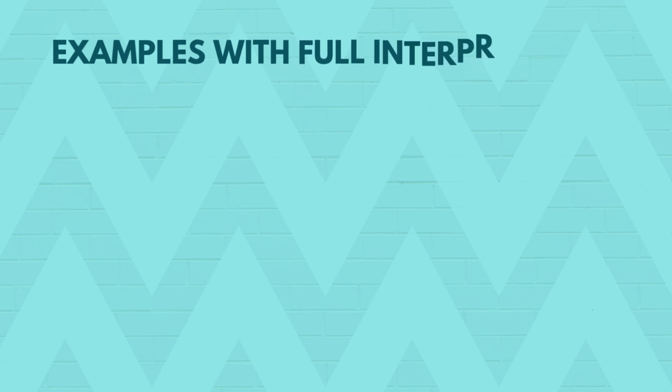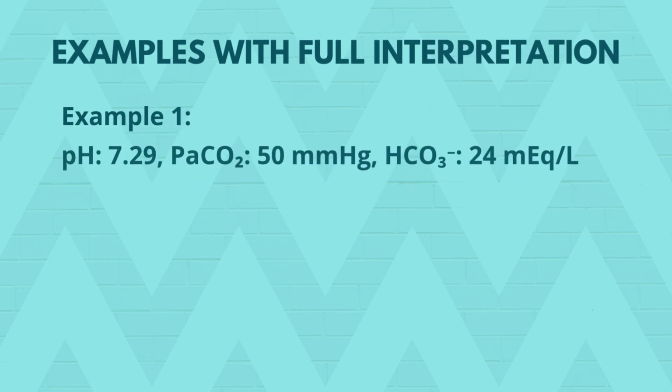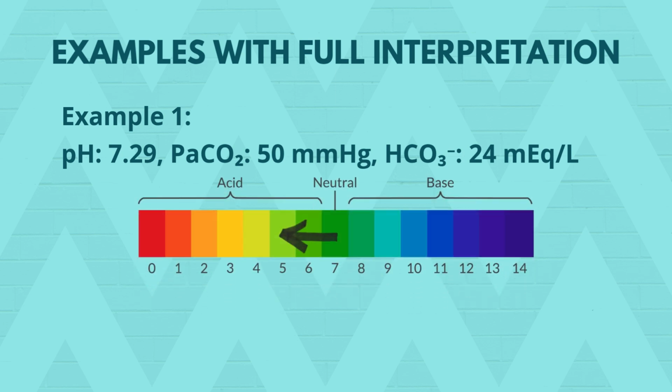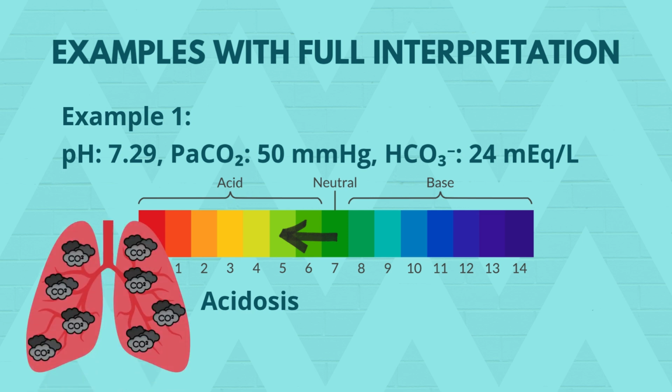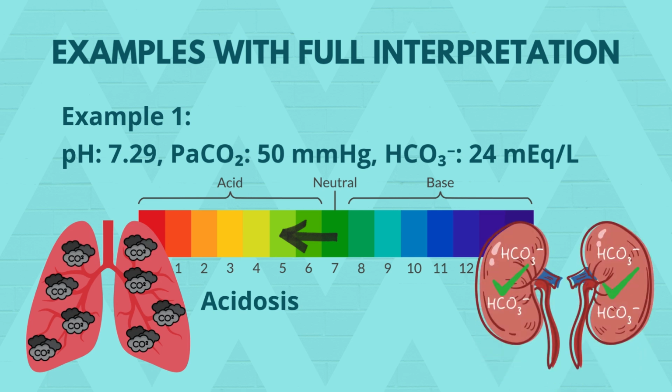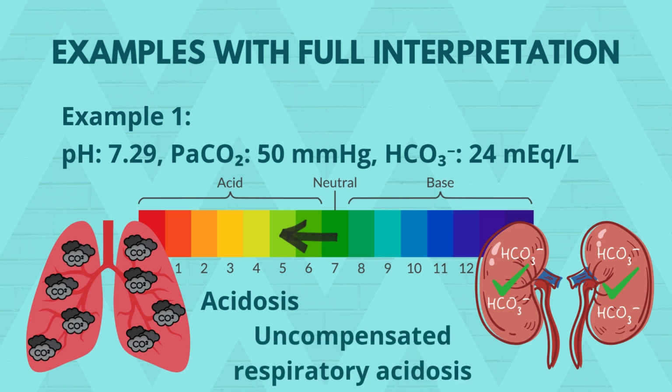We now go through some examples. For the first one, the pH is 7.29. The CO2 is 50 and the bicarbonate is 24. What do we see? The pH is low, so this is acidosis. The CO2 is high, meaning the lungs aren't removing enough carbon dioxide. The bicarbonate is normal, so the kidneys haven't had time yet to fix it. This means it's an uncompensated respiratory acidosis caused by a lung problem. Possible causes could be COPD, respiratory depression, or an airway obstruction.